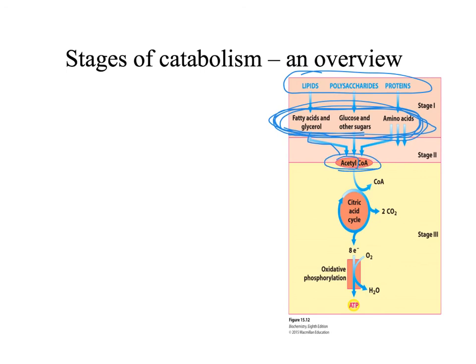And then the acetyl portion, which is a carbon portion, is going to enter the citric acid cycle, where it's going to undergo a number of reactions and in the process produce some electrons and ultimately have ATP production associated with it.